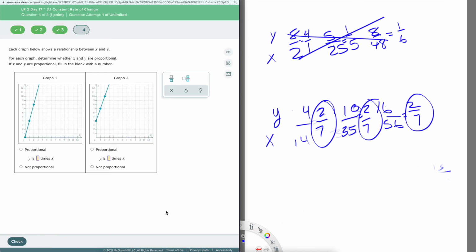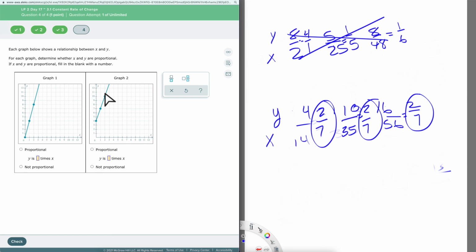Okay, so we are checking proportionality on a graph this time. Each graph below shows a relation between X and Y. For each graph, determine whether X and Y are proportional. If X and Y are proportional, fill in the blank with a number. So we're doing the same thing. They didn't give us coordinates, but they actually did, right? They didn't write them out in a table, but here are the coordinates. These are the points. So we're just determining if they are proportional.